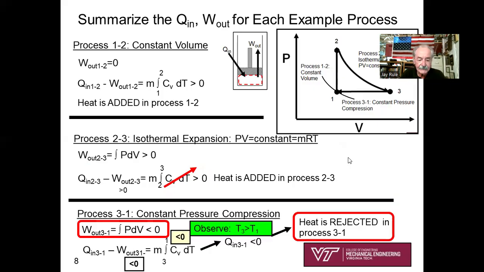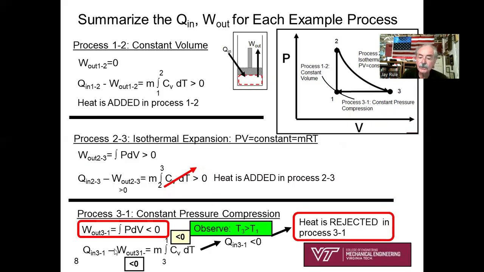Process 3 to 1. Let's see. Work out from 3 to 1. That's easy, isn't it? It's the area under a rectangle, and it's a negative number because you're integrating right to left, and you could do the math and you could get a number for that. But do you see that W out from 3 to 1 is less than 0? Area under the curve, see it with your eyes. You've got the experience, you got it.